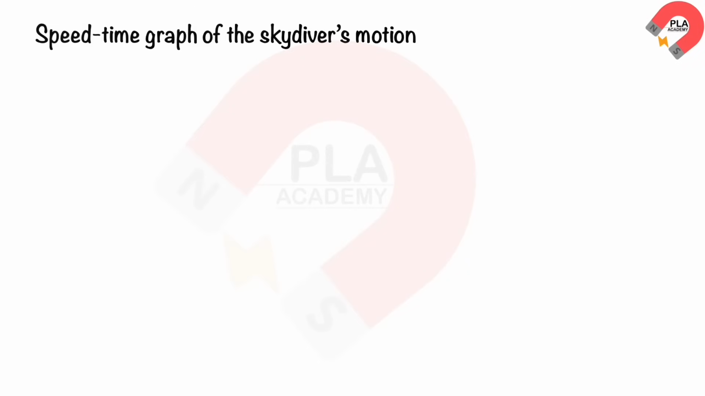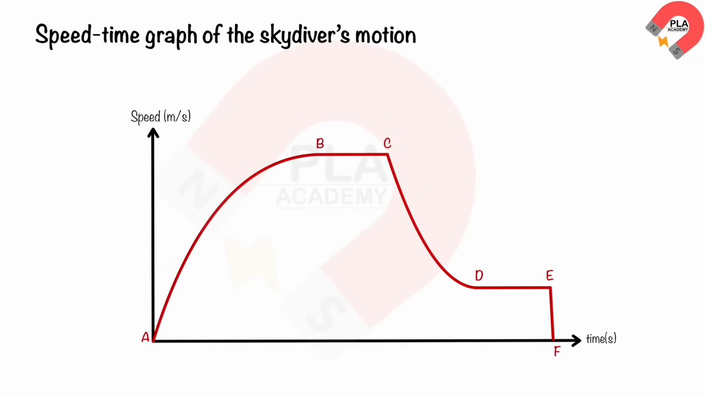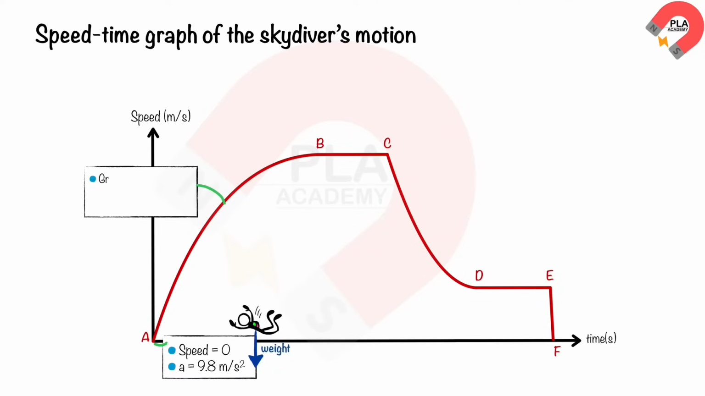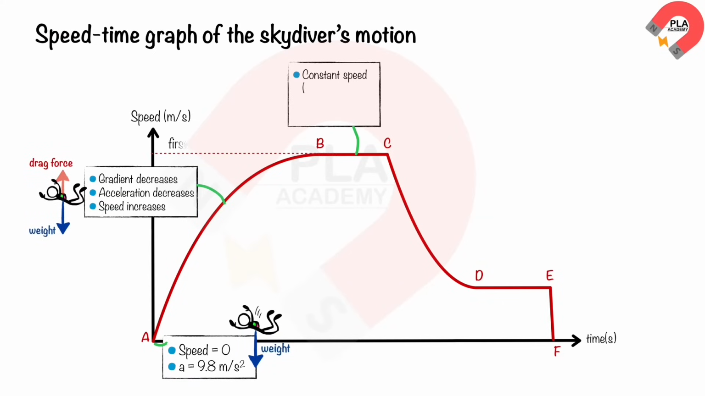The speed-time graph of the skydiver's motion is shown on the screen. We know that the gradient of a speed-time graph is the acceleration. At point A, the initial speed is 0 and the initial gradient is 9.8. This is because the initial acceleration is 9.8 meters per second squared. Between points A and B, the gradient decreases. This means that the acceleration also decreases, while the speed still increases. Between B and C, the speed is constant and this speed is called terminal velocity. The gradient of the graph is 0, which means that the acceleration is also 0.